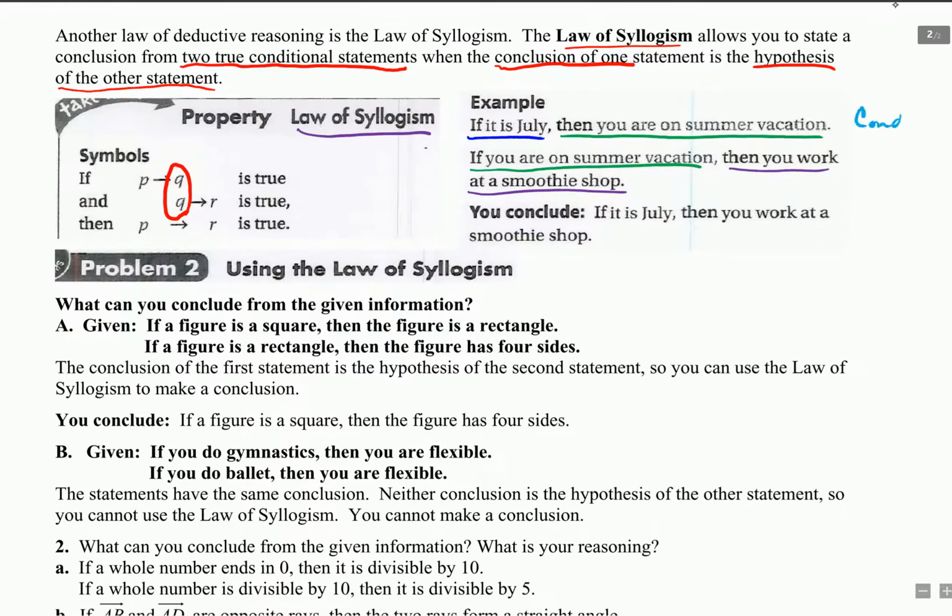So we have conditional 1 and conditional 2. Then we can simply combine the hypothesis of the first one, if it is July, and the conclusion of the second one, then you work at the smoothie shop. I'm sure that in math prior to this you have seen the transitive property. If A equals B and B equals C, then A equals C. That's very much what this is like.